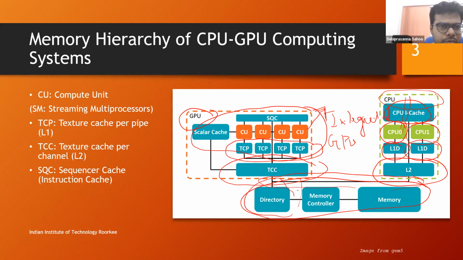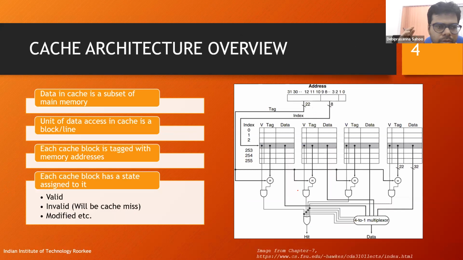Okay, before jumping into more details about coherence, maybe we should just refresh our mindset with respect to the basic cache architecture. So what is a cache? Data in the cache is a subset of data in the main memory, right? So if we have some data in the main memory, we want to pull it into the cache so that our access latency is going to reduce.